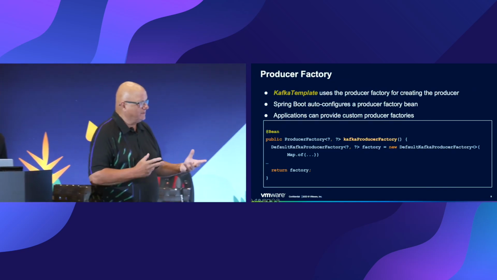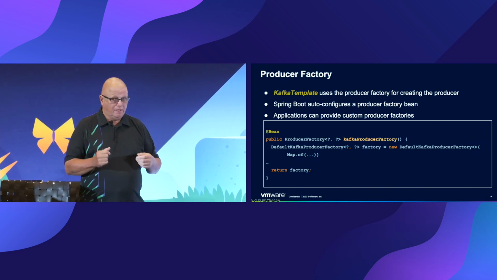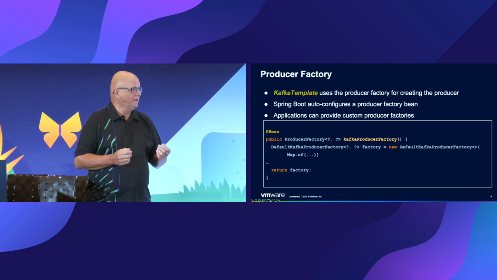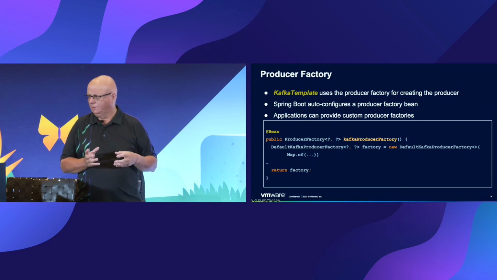Kafka template requires a producer factory. By default, the producer factory, based on the recommendation of the Kafka client Java docs, creates a single shared producer that's used across the application.